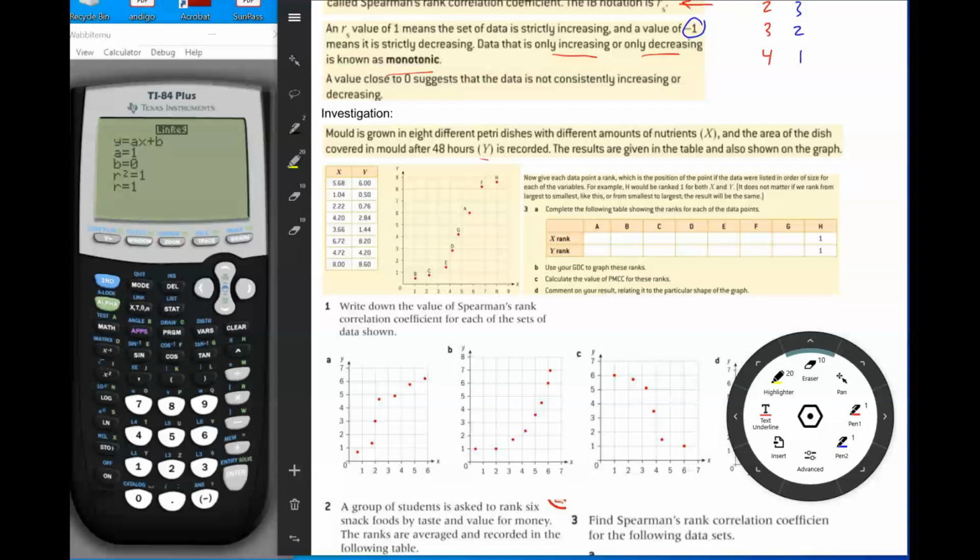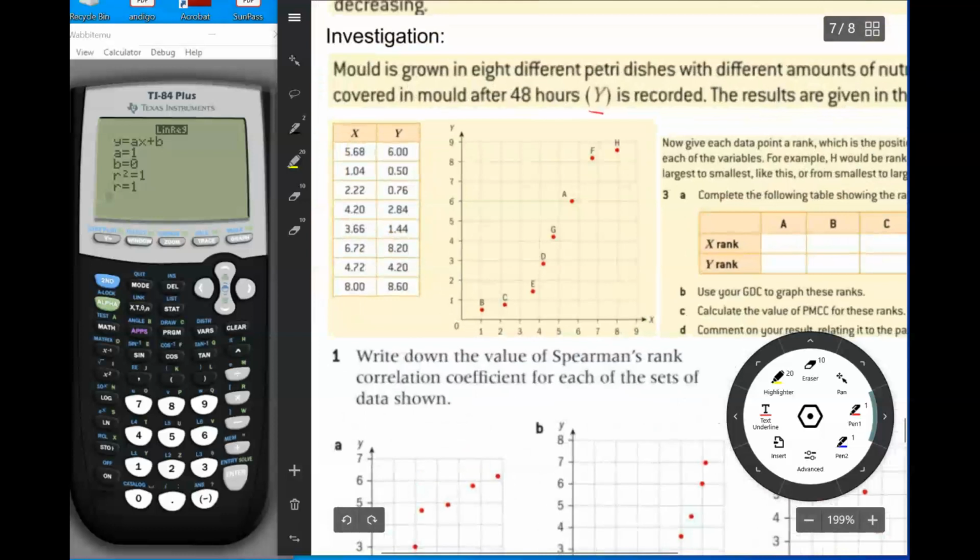This is one of the times you would use it, okay? So in this particular case, we're going to write the rankings for the data here, and you could rank it from highest to lowest or lowest to highest. It doesn't really matter as long as you're consistent. Okay, so let's do that.